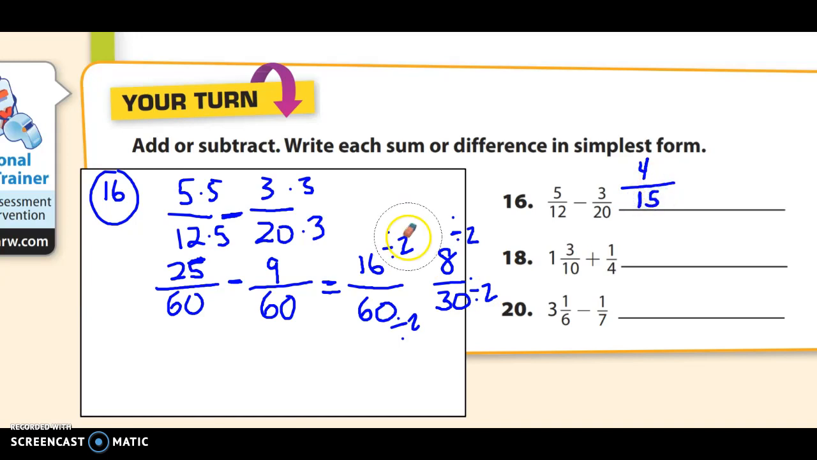You could have, to save yourself time back here, instead of dividing those by 2, you could have divided by 4 because 16 and 60 share a factor of 4. 16 divided by 4 is 4, and 60 divided by 4 is 15. The answer is 4/15.